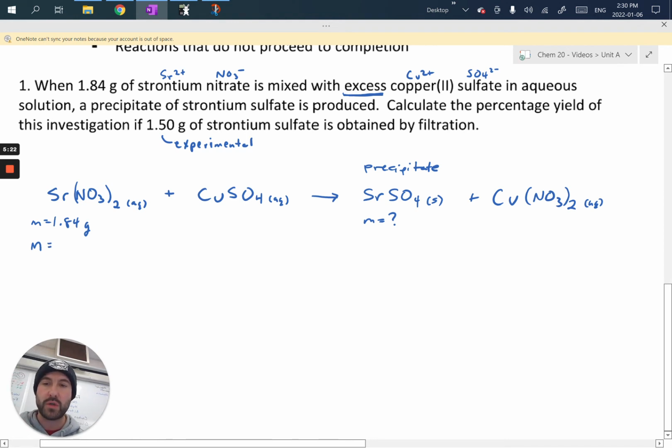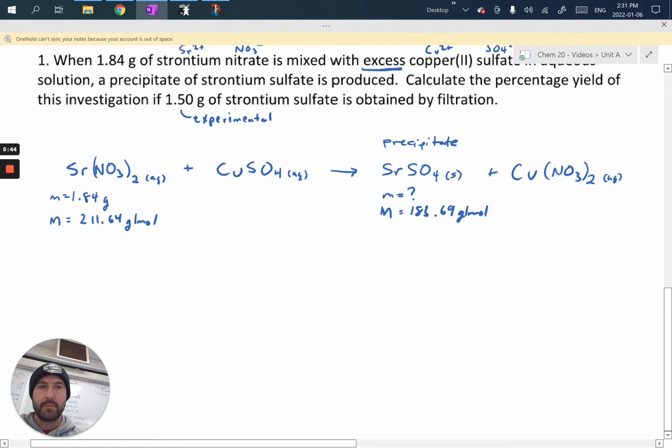My molar mass for strontium nitrate is 211.64 grams per mole. And my molar mass of my precipitate, my strontium sulfate, is 183.69 grams per mole. And so I'm going to need to do a mass-to-mass stoichiometry here. It's all a 1-to-1 ratio. I didn't mention that, but it's already balanced because my anions are the same charge and my cations are the same charge. So it's a 1-to-1 ratio here.